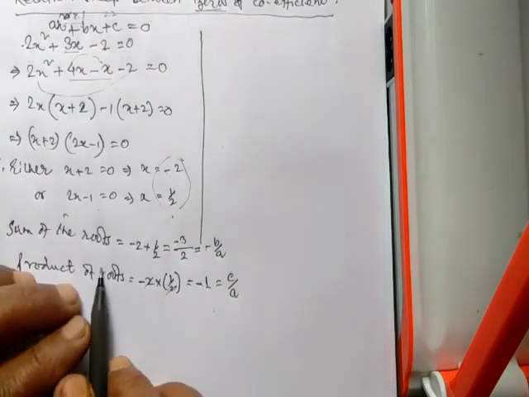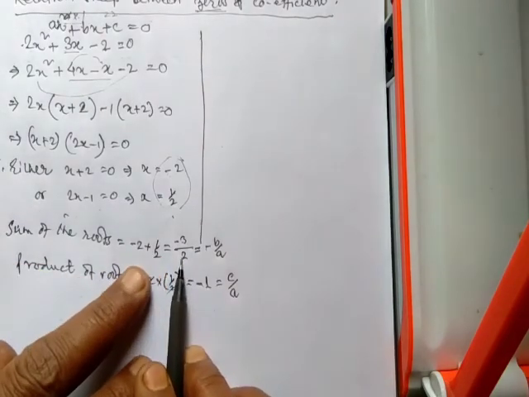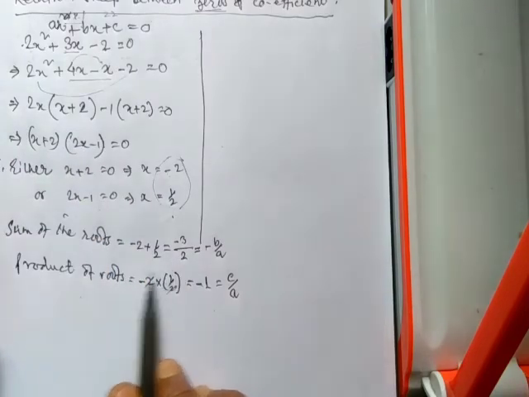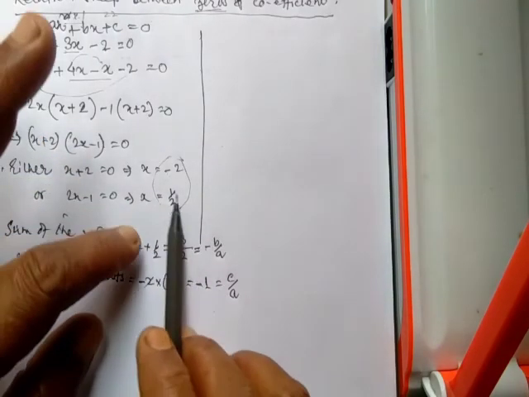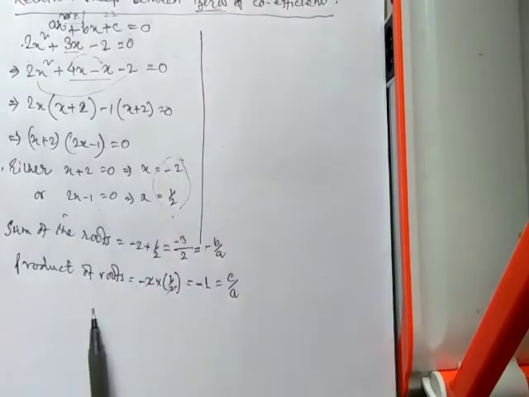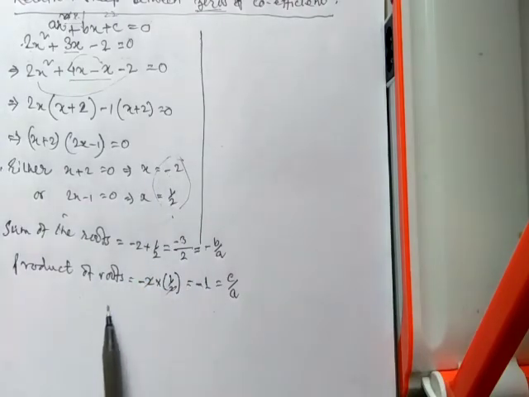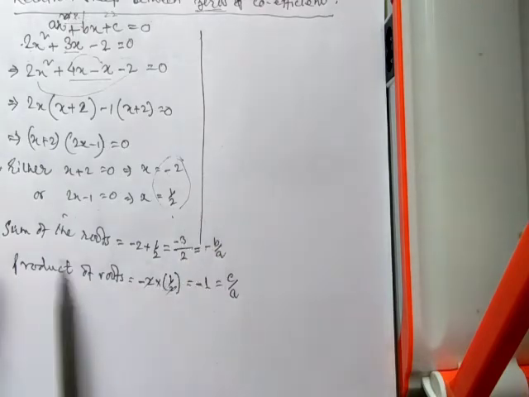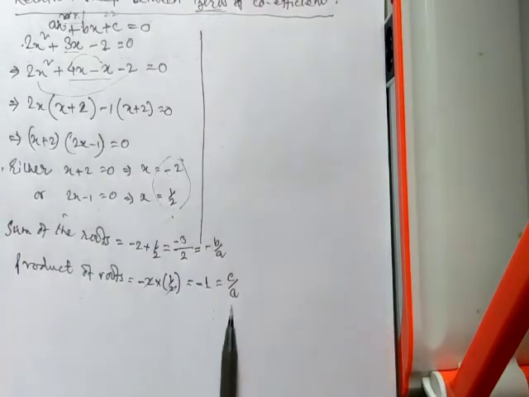So this is how the zeros and the coefficients are related. See, they are the coefficients.